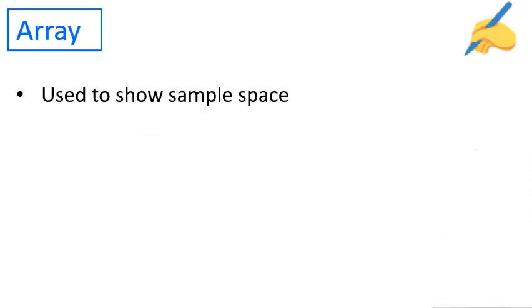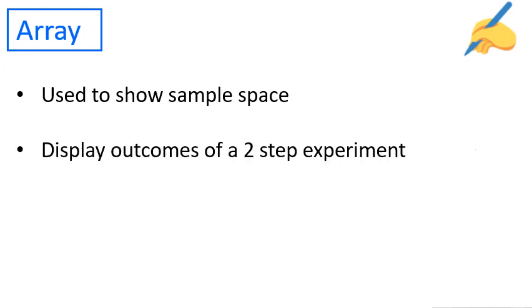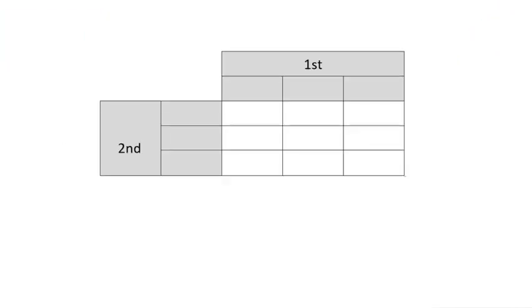An array is used to show sample space. It displays the outcomes of a two-step experiment. This is what an array looks like. This is for the first step of the experiment. Here we list the possible selections.